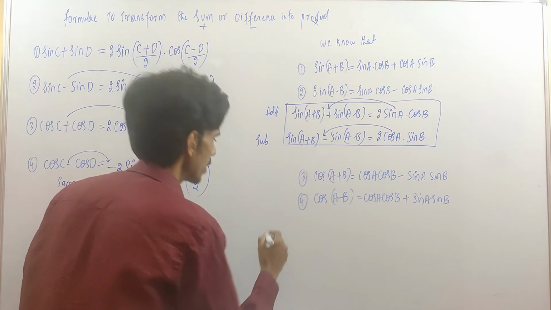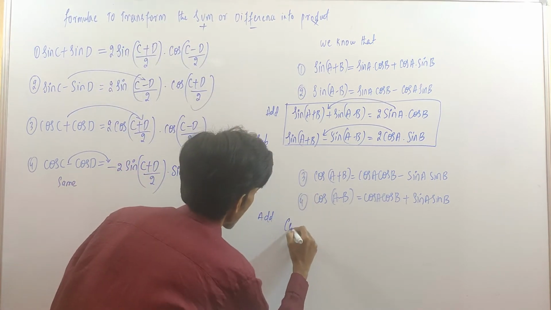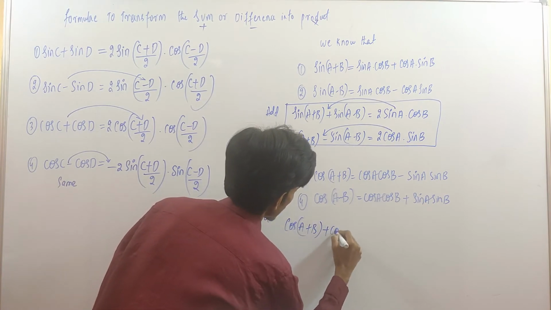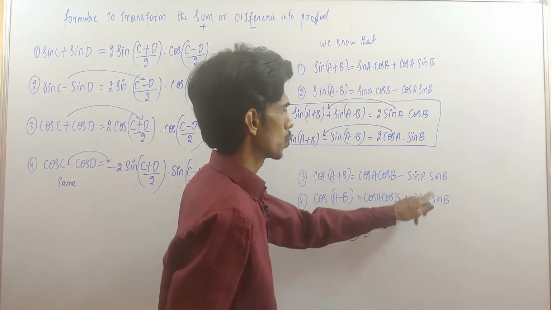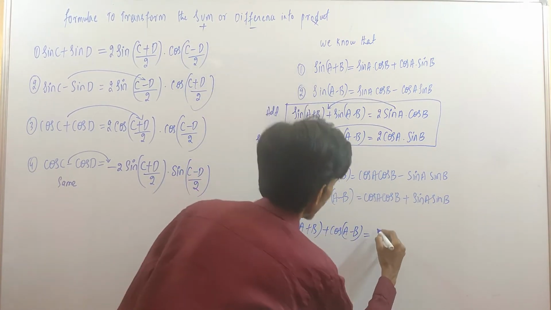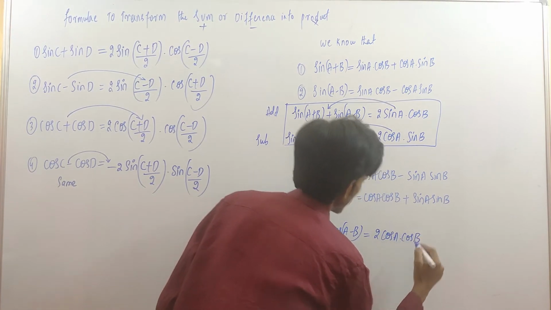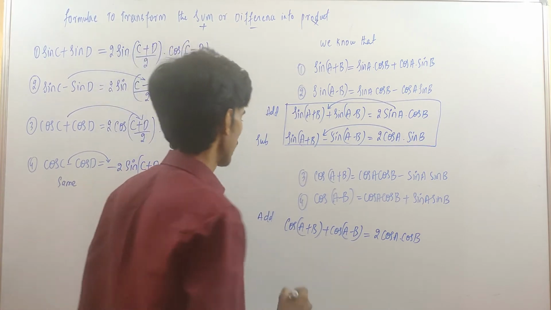Now similarly, add these two formulas. Now add these two, it will become cos A plus B plus cos A minus B. These two terms will get cancelled. We have 2 cos A into cos B. 2 cos A cos B formula is cos A plus B plus cos A minus B.